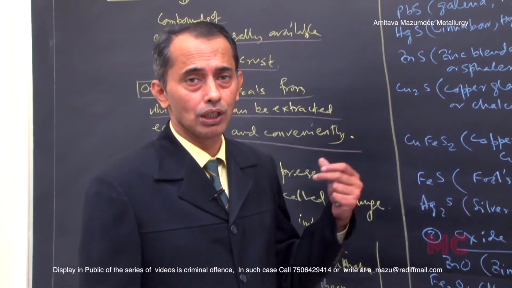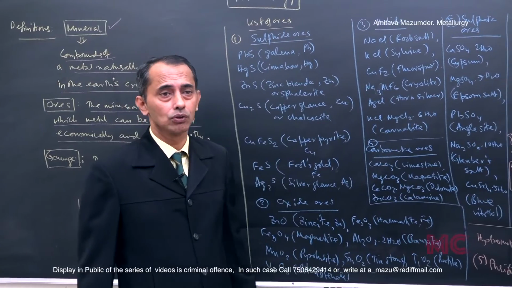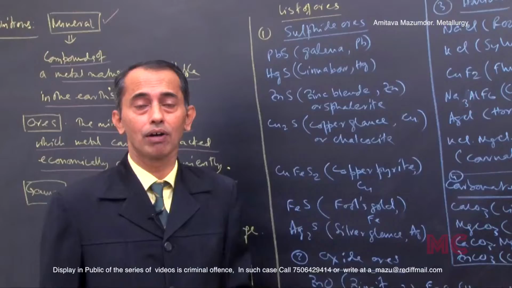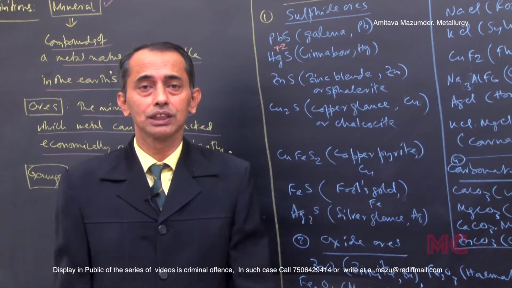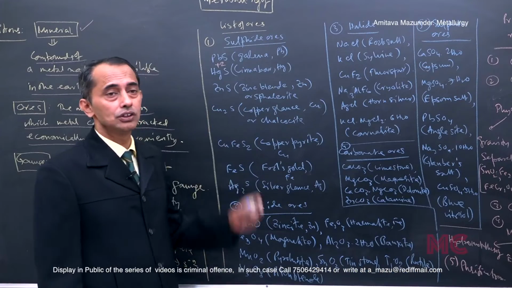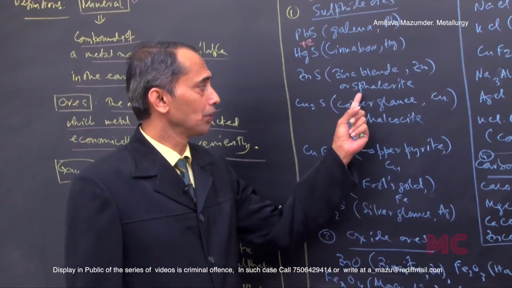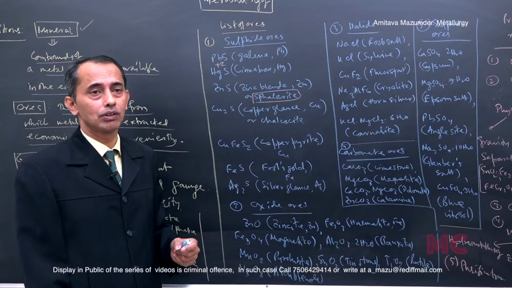Now I will go to the tabular form of the different ores, starting with sulfide ores. PbS, lead sulfide, is galena. HgS, mercuric sulfide, is called cinnabar, the source of mercury. Zinc sulfide, ZnS, is written as zinc blende, and is also called sphalerite.